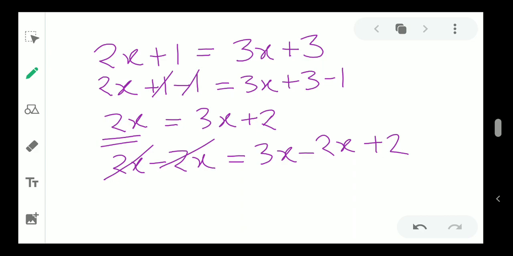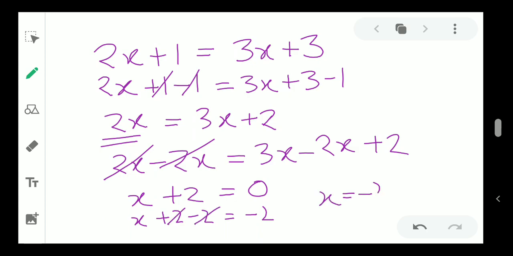So 3x minus 2x. How many x's are there right now? 3x were there, and I am taking 2 x's from them. So there will be only 1x. Plus 2 is equal to 0. So again I have to do minus 2, because 0 plus minus 2 is minus 2. Then this is gone, and I got x equal to minus 2. But this is a long procedure. This procedure I taught you so that you can understand what actually is going on behind the scenes.